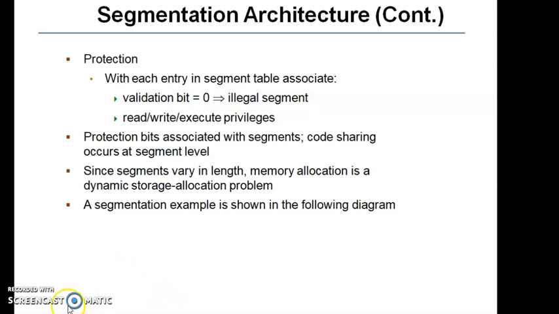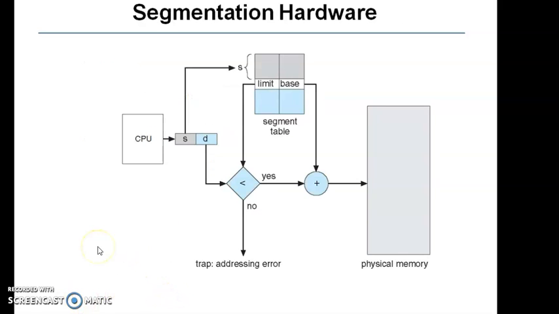Let us see an example of segmentation. In this diagram, the segmentation hardware is shown here. The CPU generates the logical address containing the segment number S and also the offset D. And this S is sent to the segment table. Here in the segment table, we have the combination of limit and base register. As we discussed, the base register contains the starting physical address and the limit stores the length.